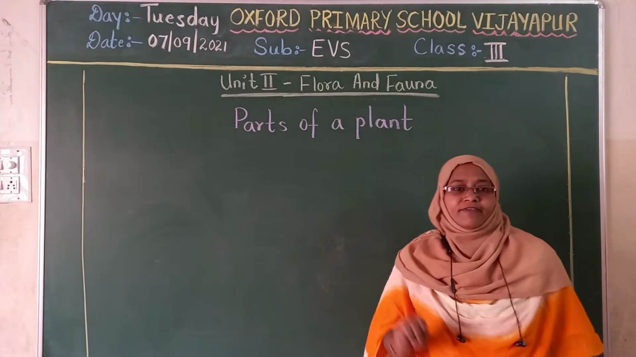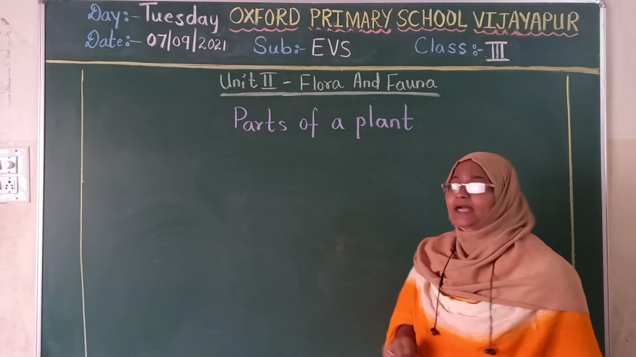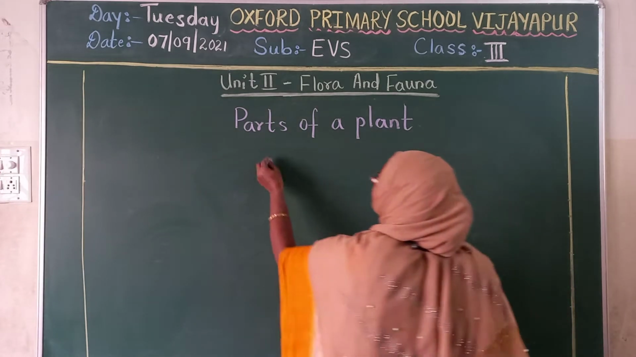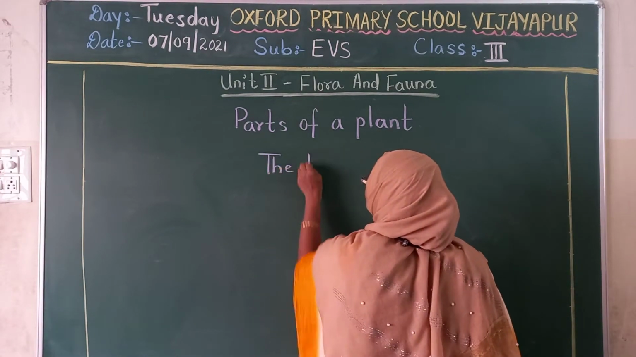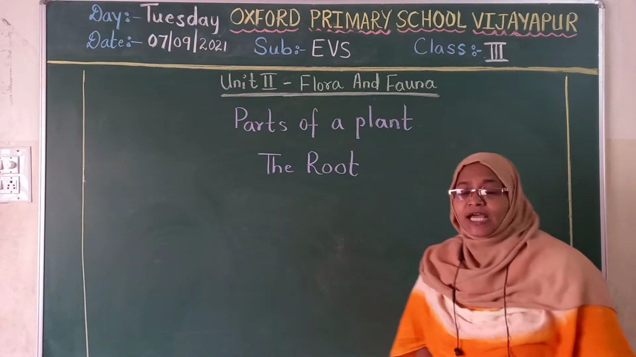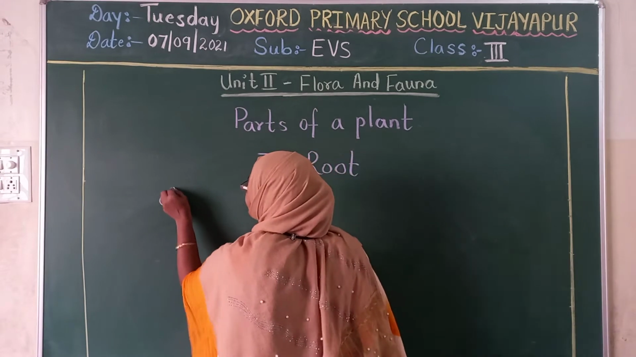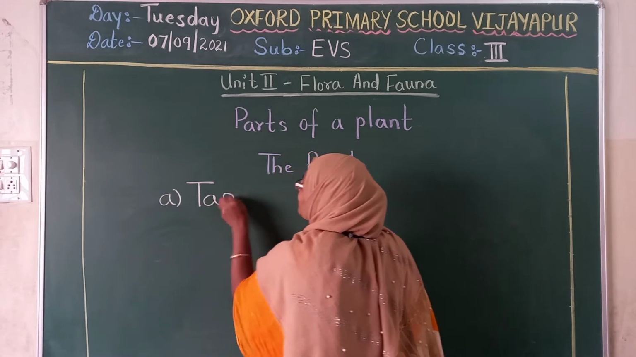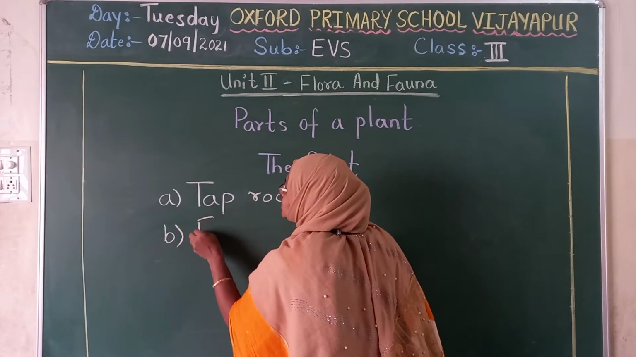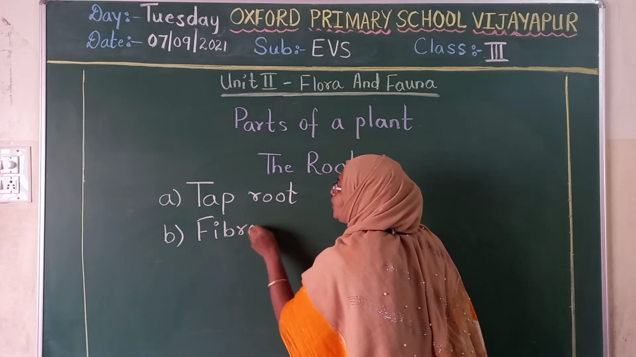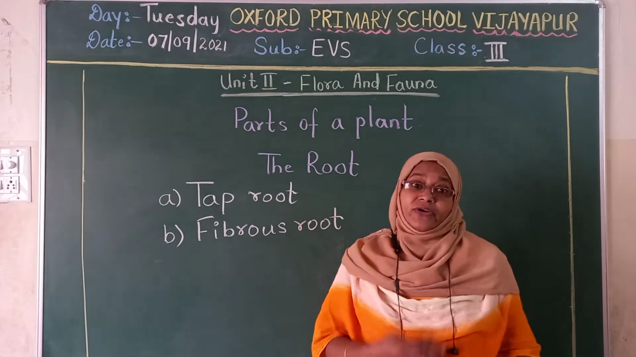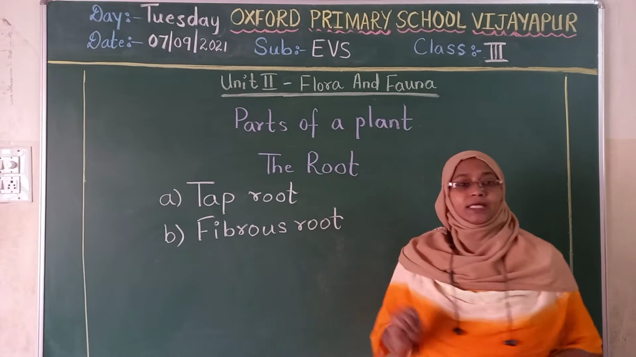Now see children, I have rubbed it. Now move to the next part, that is parts of a plant. Among the parts of a plant, today we will learn about the roots. Now among roots, there are 2 types of roots. Which are they? The first one is tap root. Tap root. And second one is fibrous root. F-I-B-R-O-U-S. Fibrous root.